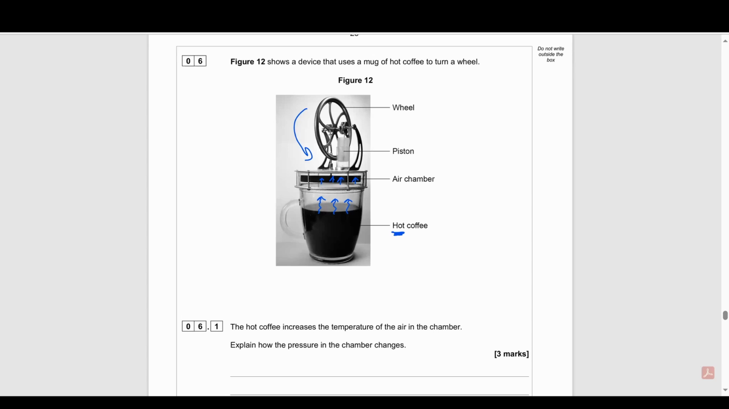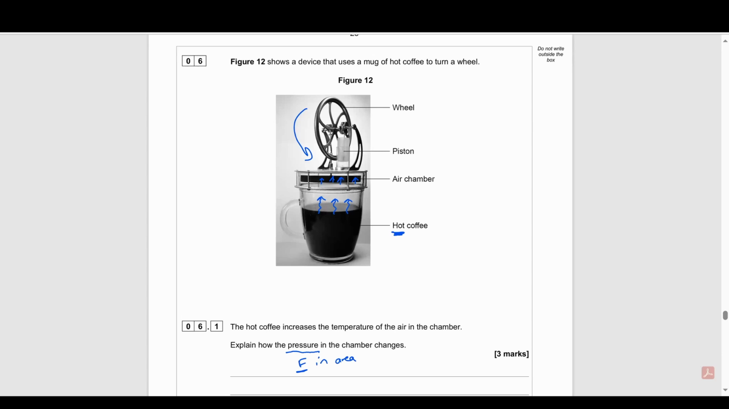Because remember that pressure is due to force in a certain area. So the force that is occurring is due to there being collisions between particles and between a container. So every time that there's a greater collision, there'll be more force.